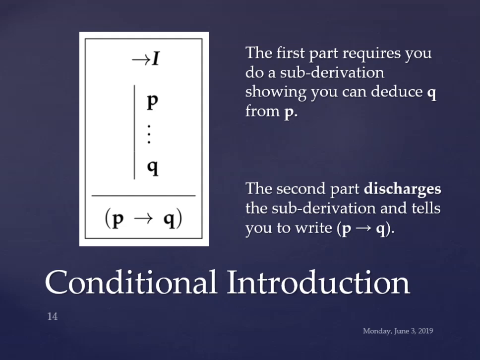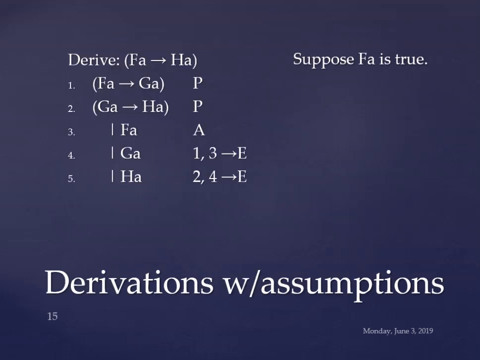So let's go back to the problem. I have now been able to derive HA from FA. So what I'm going to do now is stop the subderivation, discharge it, move back to the left, and write FA arrow HA. The way I'm going to cite this is I'm going to write lines 3 through 5. Notice how I use a little dash right there? Lines 3 through 5, because that signifies the subderivation. That is the subderivation that justifies this, and then I write down arrow I. Okay, so that's how it's done.